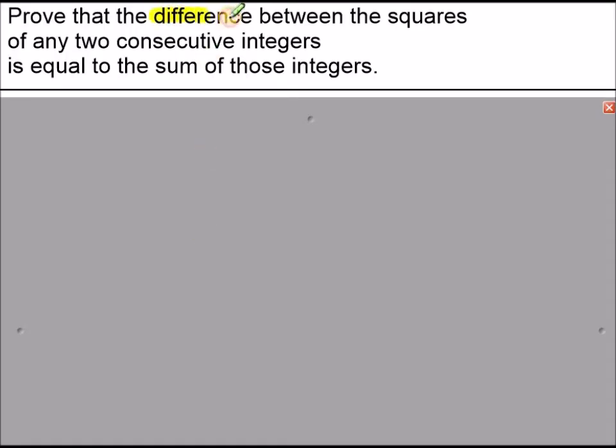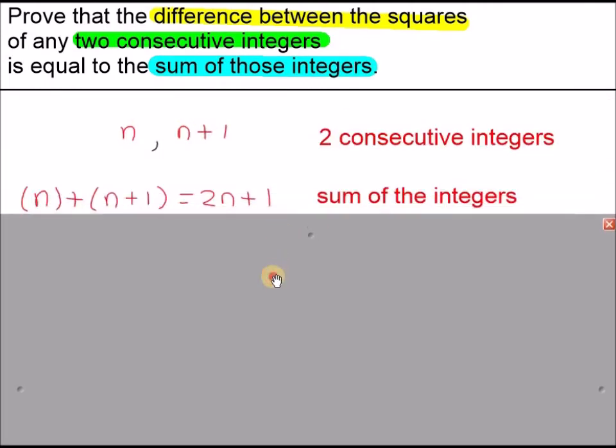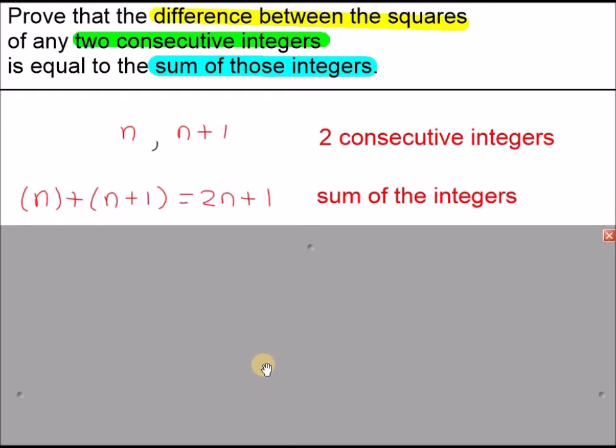The difference between the squares of any two consecutive integers is equal to the sum of those integers. So we have two consecutive integers, and this is the sum of the consecutive integers, which gives 2n plus 1.